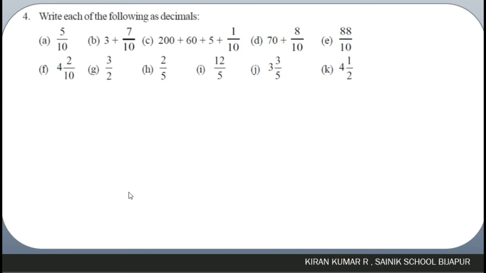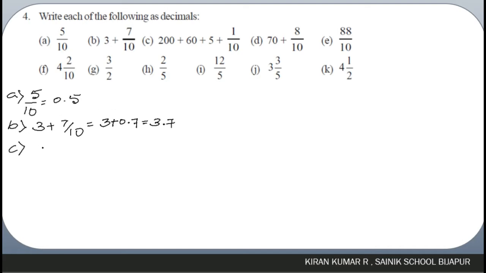Question number 4. Write each of the following as decimals. First one is 5 by 10. 5 by 10 is same as 0.5. Second one, 3 is added to 7 upon 10. It is nothing but 3 added to 0.7, which is 3.7.